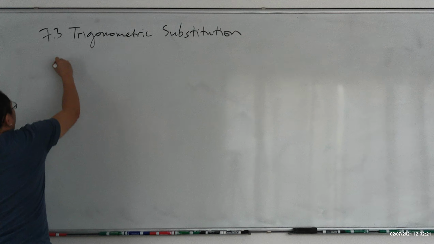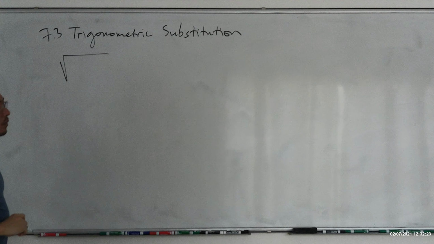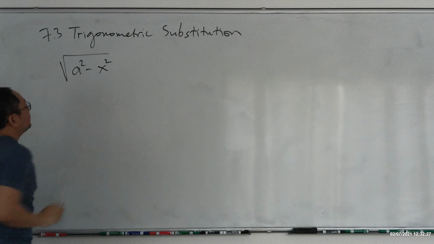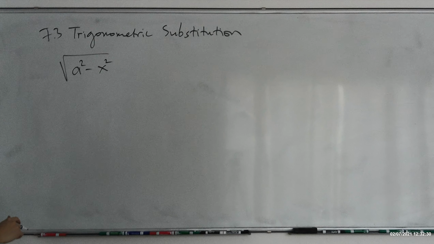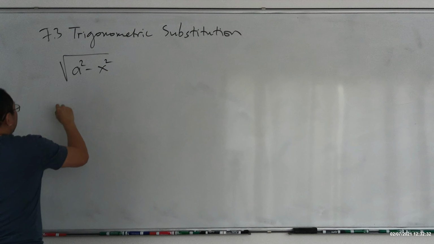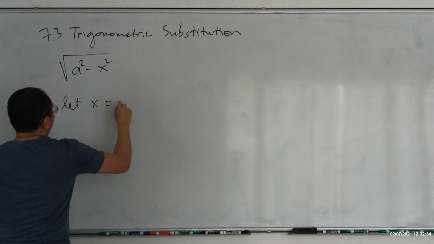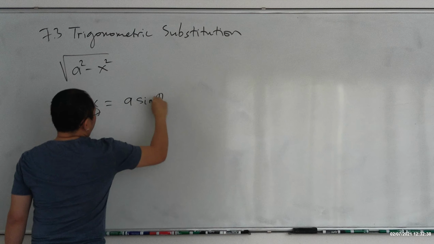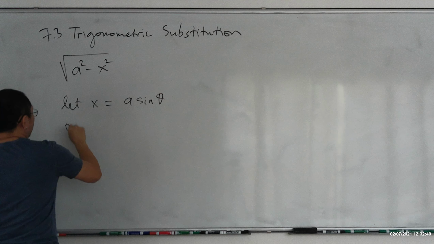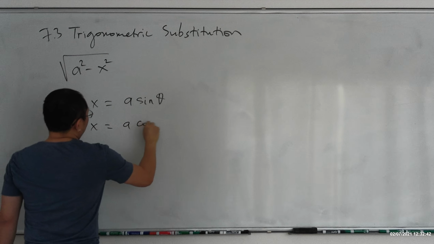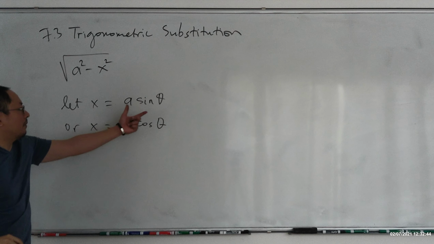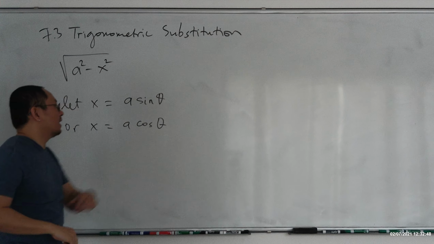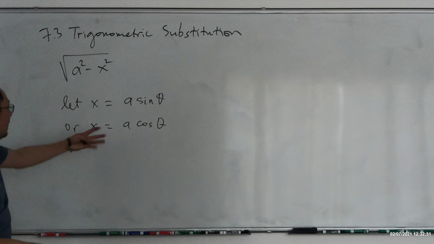You see some type of, say, the square root of a squared minus x squared. Okay? Then I will let x equal a sine theta, or x equal a cosine theta. Usually I'll do sine because the derivative of sine is just cosine, whereas the derivative of cosine is negative sine. So it's got a negative, but either way it will work.